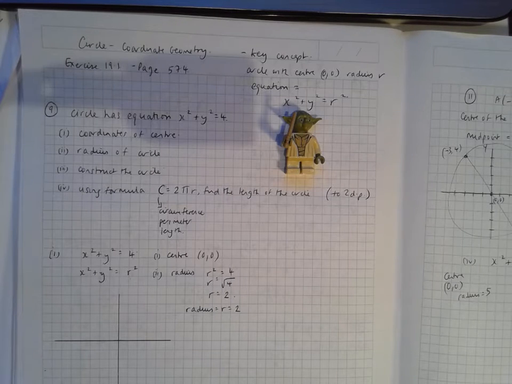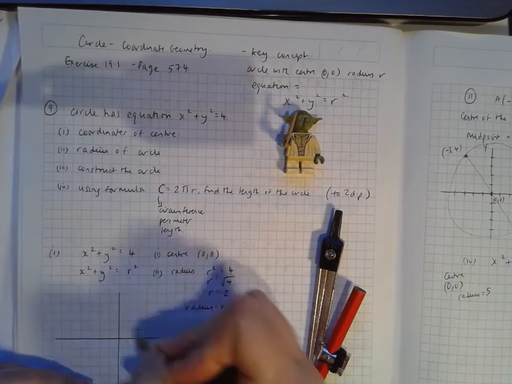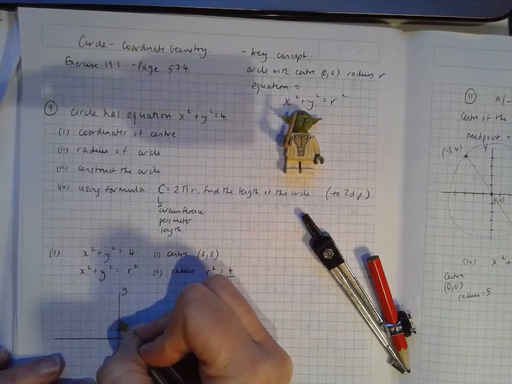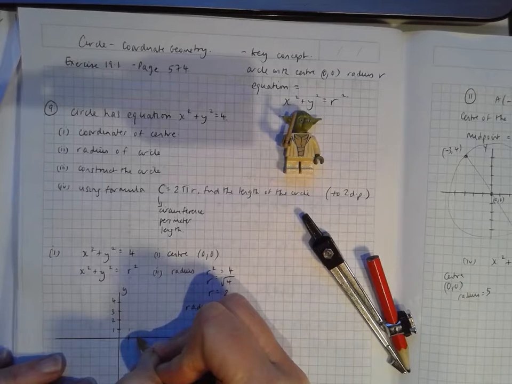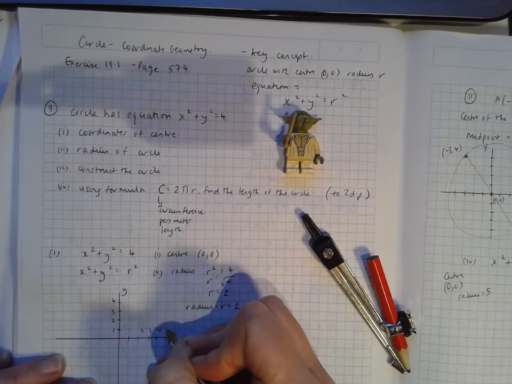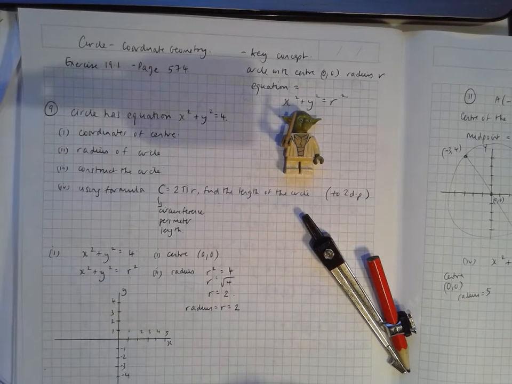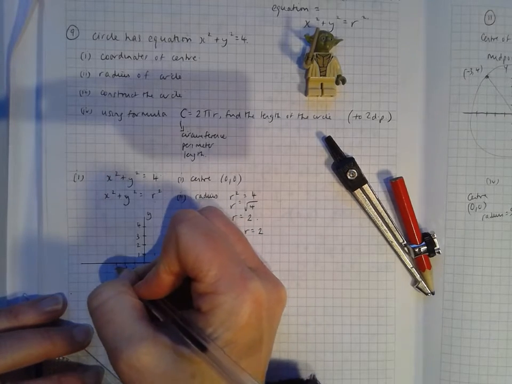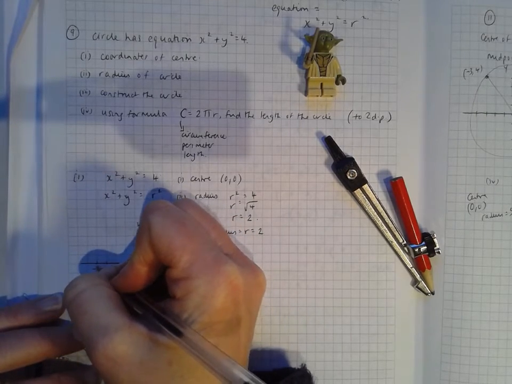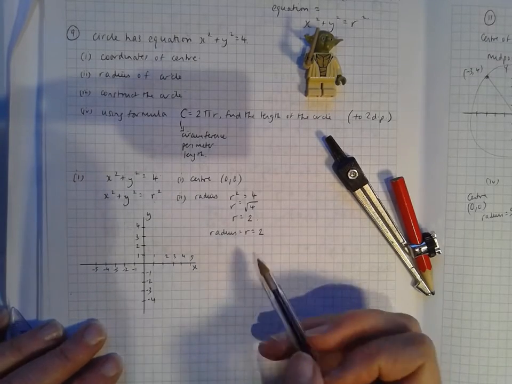So here we've got a pencil and a compass, to make sure my circle's accurate. I've drawn my x-axis and my y-axis. I'm going to put in my numbers: 1, 2, 3, 4, and 1, 2, 3, 4, 5, then -1, -2, -3, -4, and -1, -2, -3, -4, -5. It doesn't really matter what numbers I go up to on my axes, as long as I'll be able to include a radius of 2.